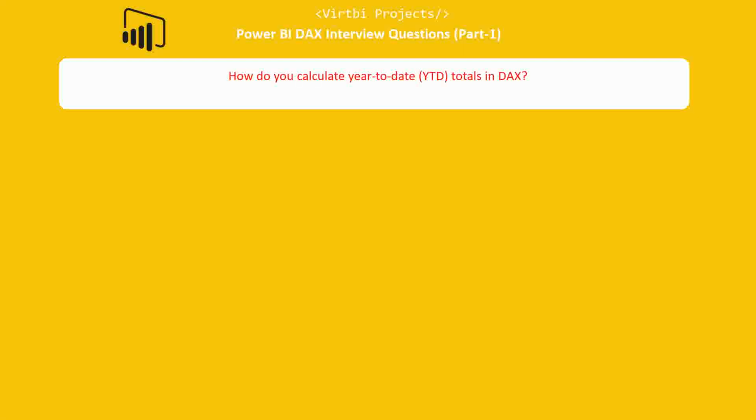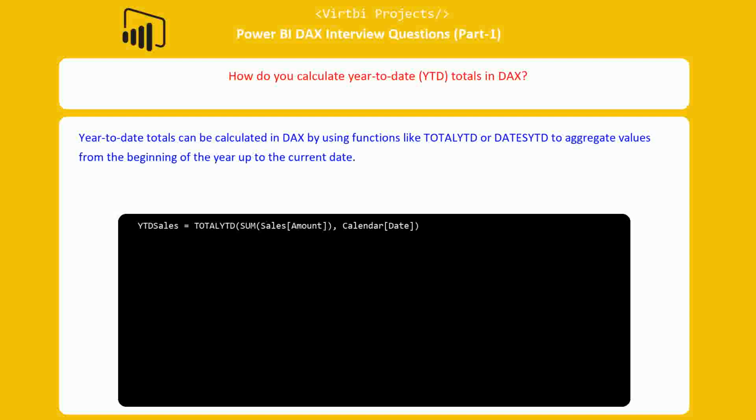How do you calculate year-to-date, YTD, totals in DAX? Year-to-date totals can be calculated in DAX by using functions like TOTALYTD or DATESYTD to aggregate values from the beginning of the year up to the current date. In this example, YTD Sales calculates the year-to-date total sales amount by summing sales amounts from the beginning of the year up to the current date.